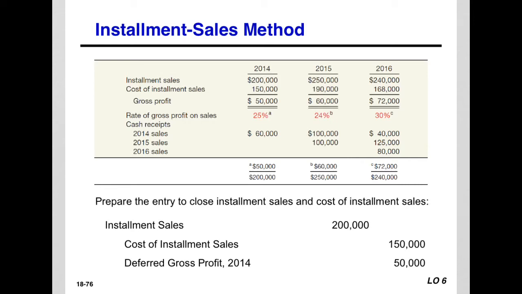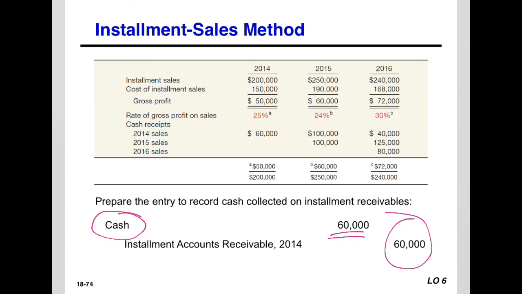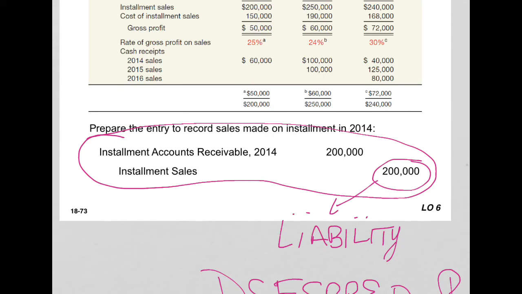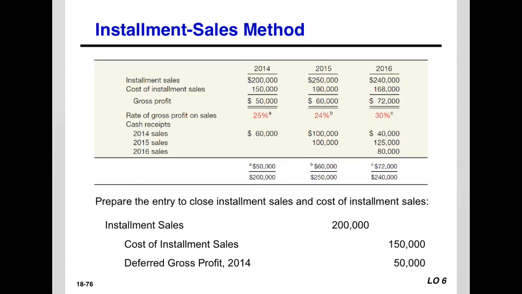So here you see, actually, we do it in one entry, but what they've done here is they've done it in several entries, which just makes it easier for you to grasp what's going on. First, they set up the actual facts. The first fact is the sale was for $200,000. We put it to an installment sale account, but that's going to get closed out here. Now we close it out to the contra account, cost of installment sale, and now we set up the deferred gross profit.